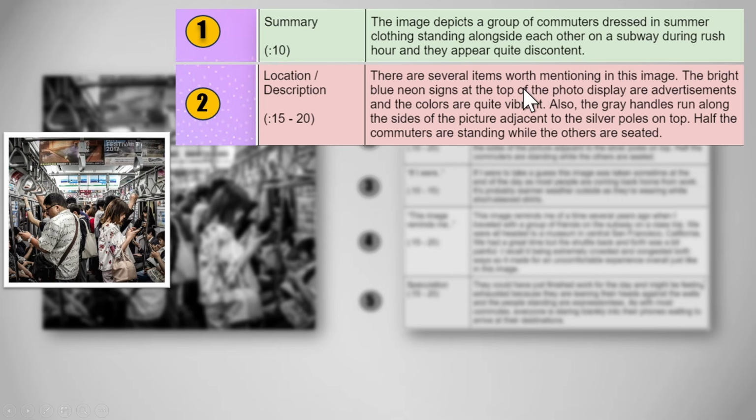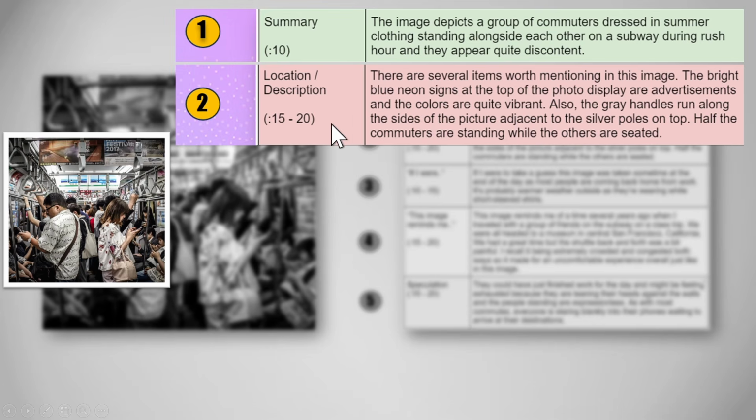There are several items worth mentioning in this image. The bright blue neon signs at the top of the photo display are advertisements, and the colors are quite vibrant. Also, the gray handles run along the sides of the picture adjacent to the silver poles on top. Half the commuters are standing while the others are seated. So there are several items worth mentioning. So we have bright blue, we have colors, we say vibrant, we say adjacent.